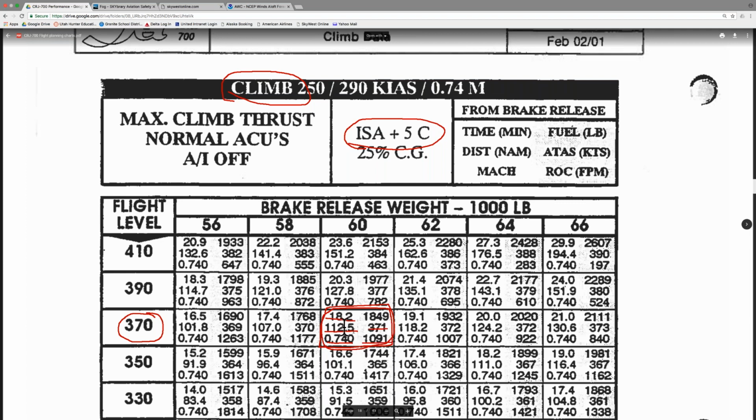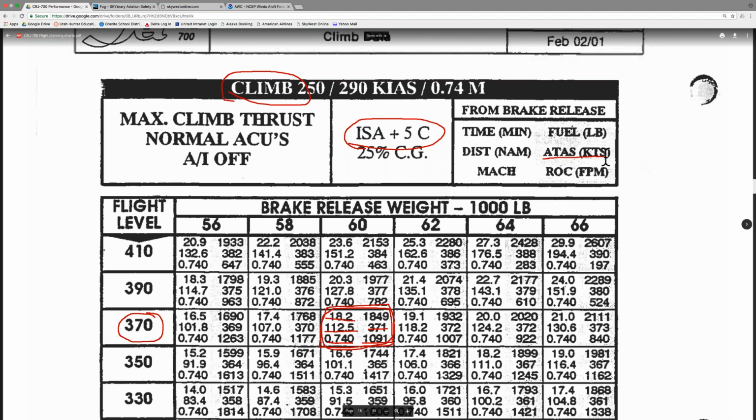This is talking our climb out, right? So it will take us 18.2 minutes to climb from whatever our airport altitude is to 37,000 feet. It'll take us 112 and a half miles. We'll be climbing at a speed of 0.74 Mach, and that is equivalent to a rate of climb of 1,091 feet per minute.